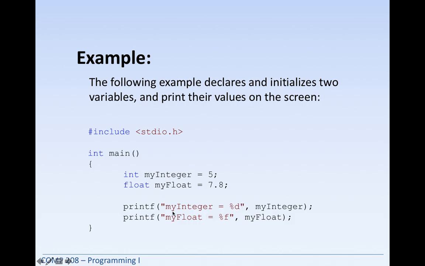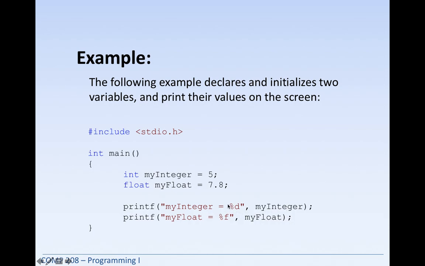So the compiler will actually print "my integer equal", this is just the ASCII string of characters. It will replace %d by the integer here. It happened that the integer here is a variable. It could have been a number. I could have written here 100. That would be possible too.